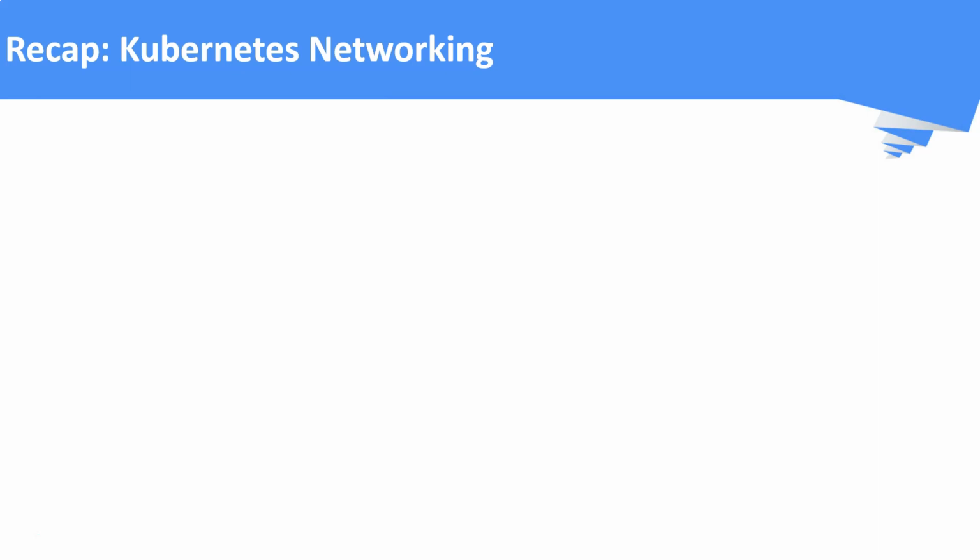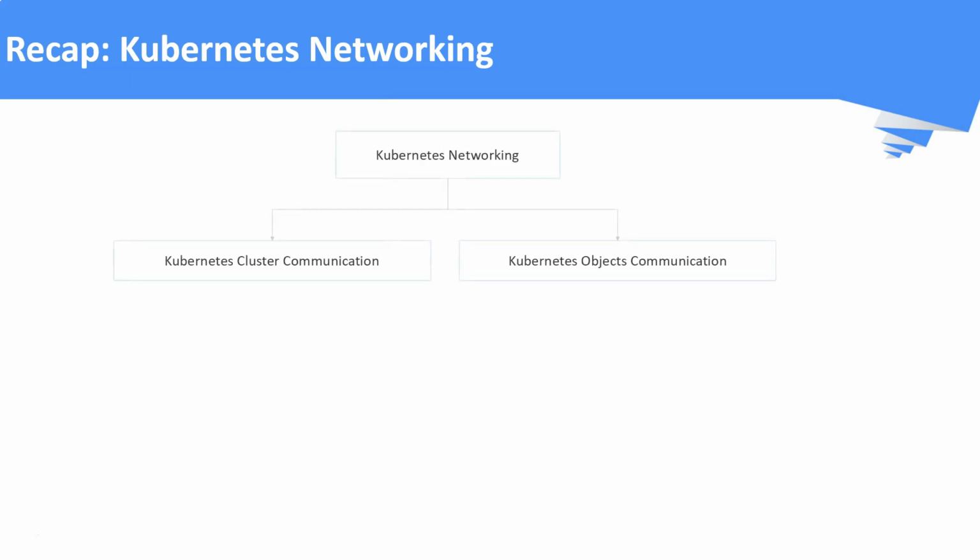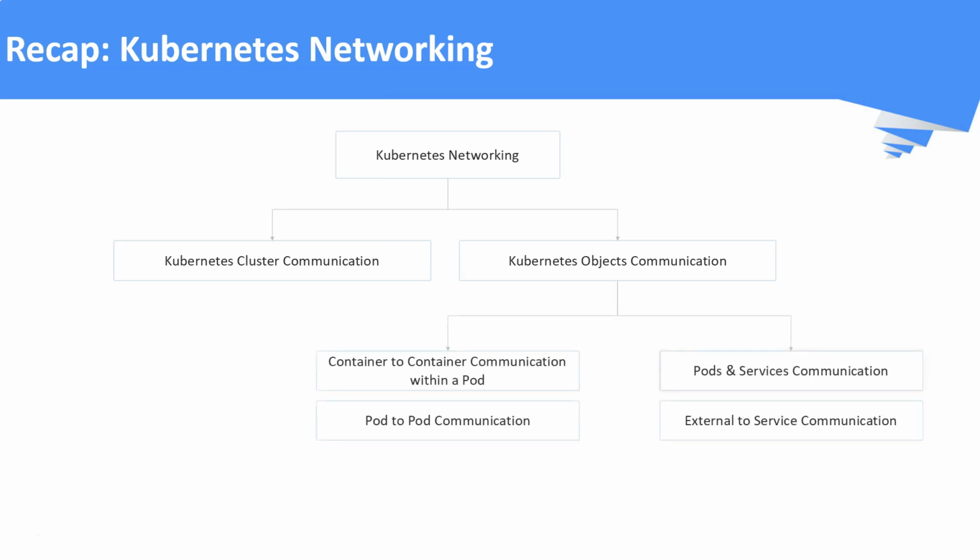Recap of Kubernetes Networking. In the previous videos, we divided the Kubernetes networking model into two divisions, that is Kubernetes cluster communication and Kubernetes objects communication. Today, we are going to discuss how Kubernetes objects like pods and services communicate with each other.